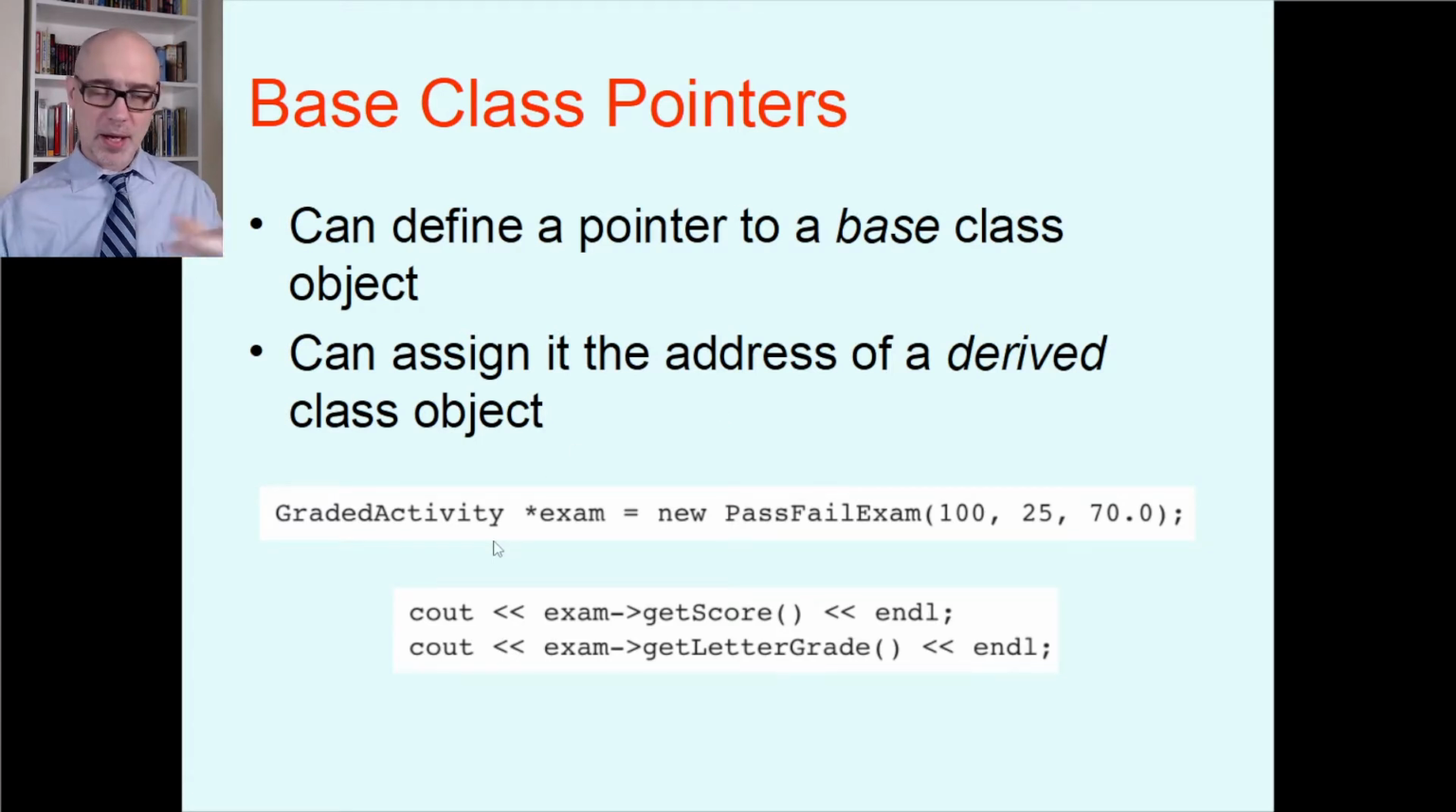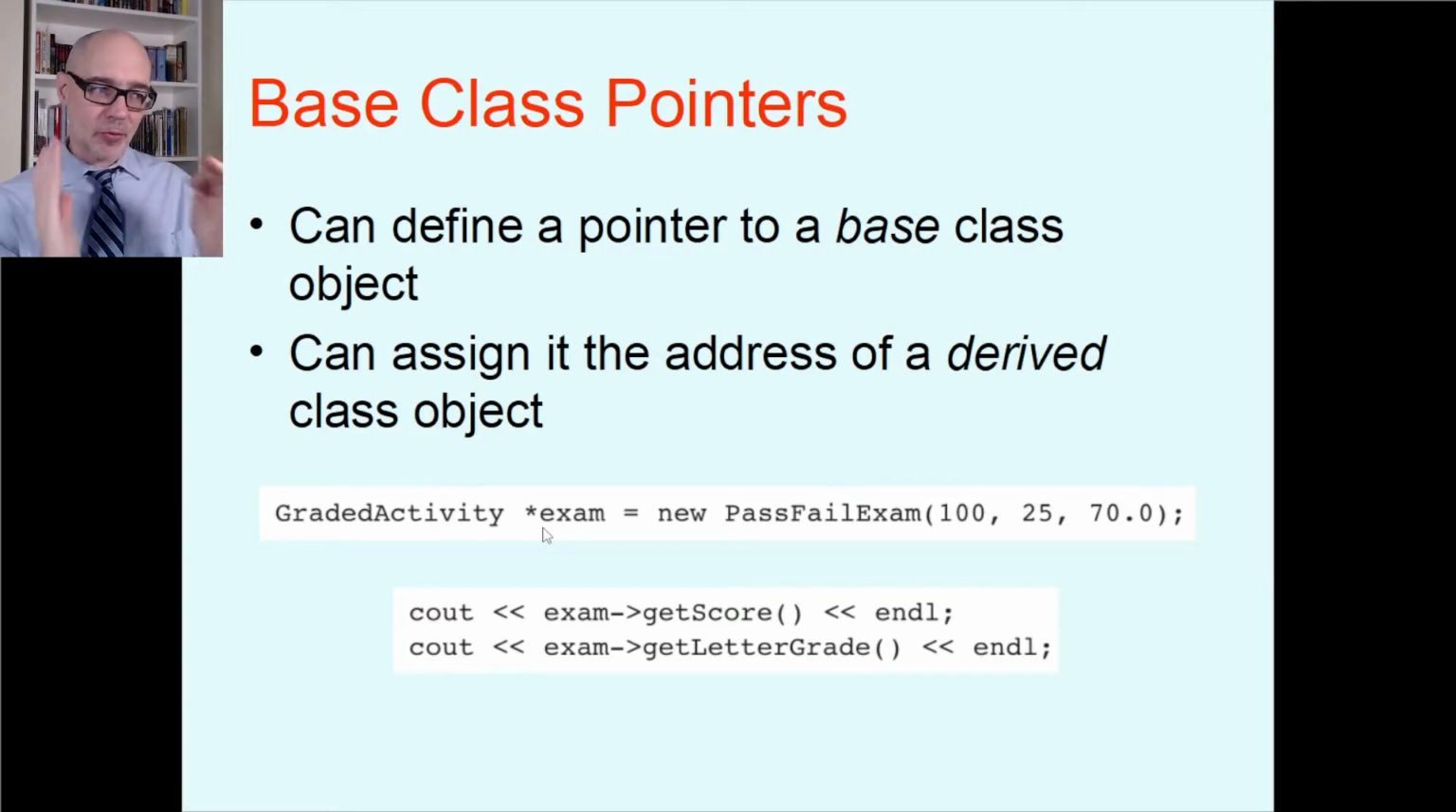We're making a graded activity pointer. Remember, graded activity is the grandparent in our ongoing class hierarchy example. We're making a graded activity pointer called exam. And then over here, we're dynamically allocating a new pass-fail exam object, calling the right constructor. It gets allocated on the heap as usual. You're going to get the address of that new pass-fail exam object, and store that address in this pointer called exam, which is of type graded activity pointer.